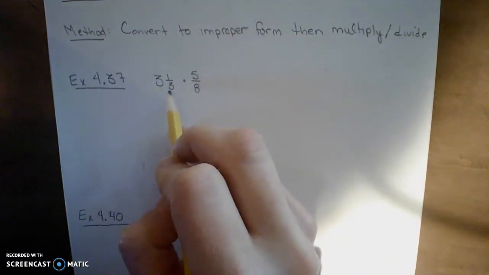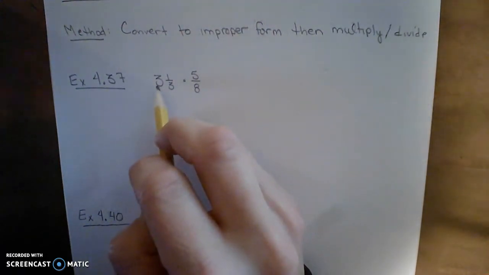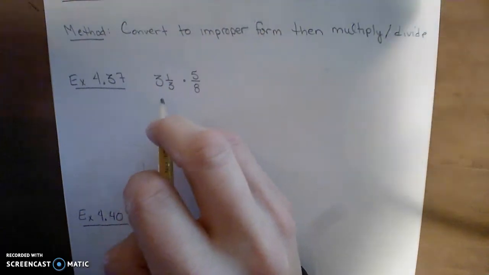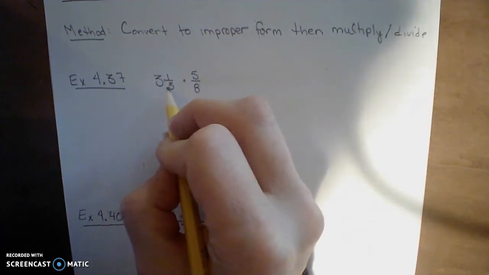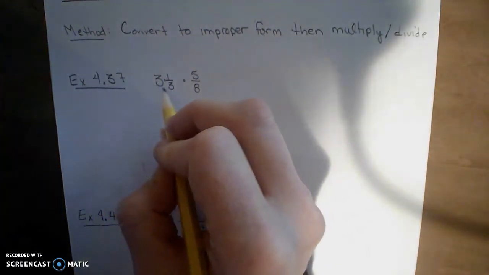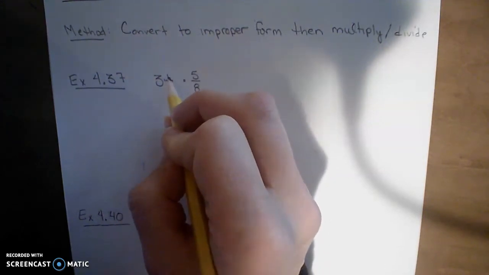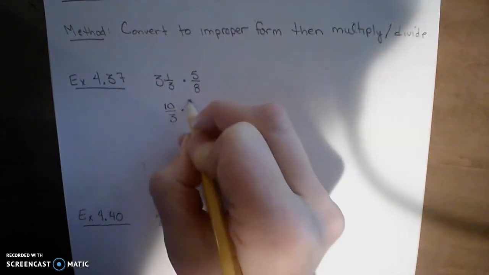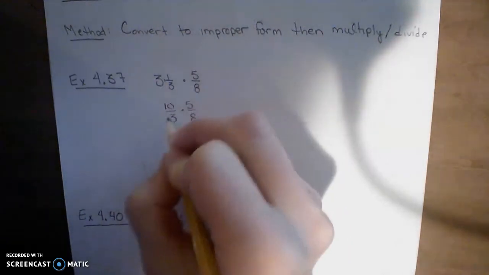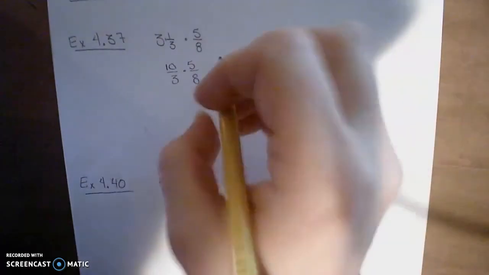We have 3 1/3 times 5/8, for example. And remember, 3 1/3 means 3 wholes plus an additional 1/3. So there's an understood plus in there. So first what we're going to do is convert this. 3 1/3 becomes 3 wholes is 3 times 3, 9 thirds, plus 1 more third, that's 10/3. Times 5/8. So now that I've got that 3 1/3 converted, I can just go ahead and multiply.